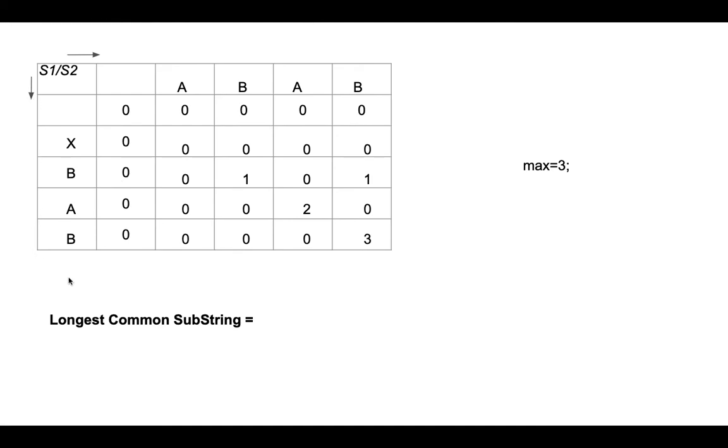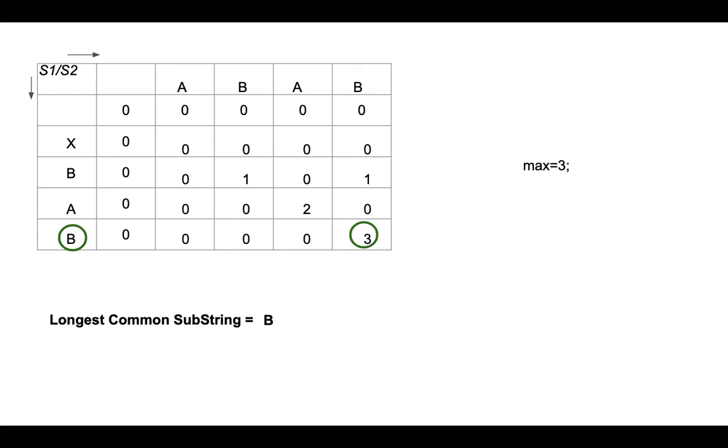Now we have to find the longest common substring using this table. So max value is 3, which is pointing to this block, and what we have to do is traverse all the diagonal blocks till we find a 0, and whenever we move to the next block we add the corresponding character to the longest common substring. When we reach the 0, we have the actual longest common substring between S1 and S2. So let's start. The corresponding value for this block is b. Now add b to the longest common substring.